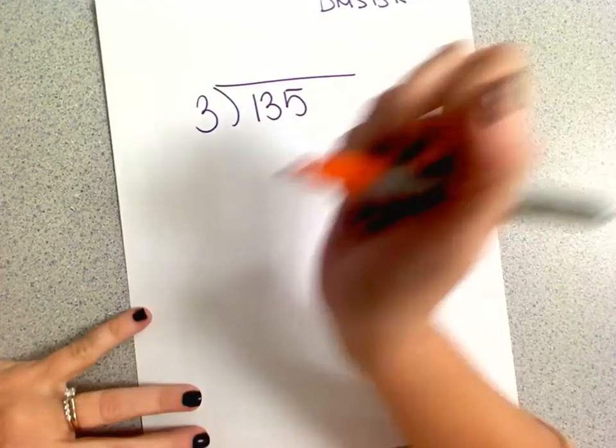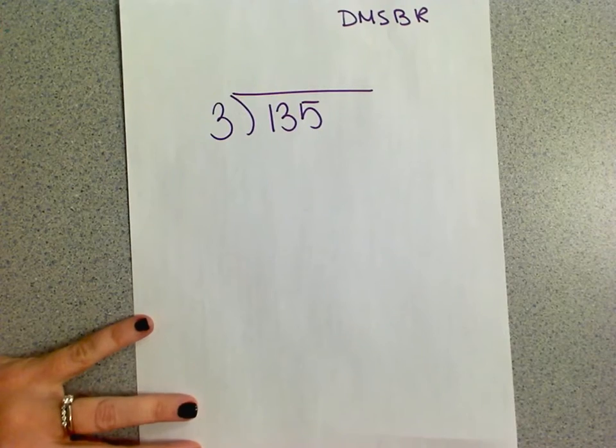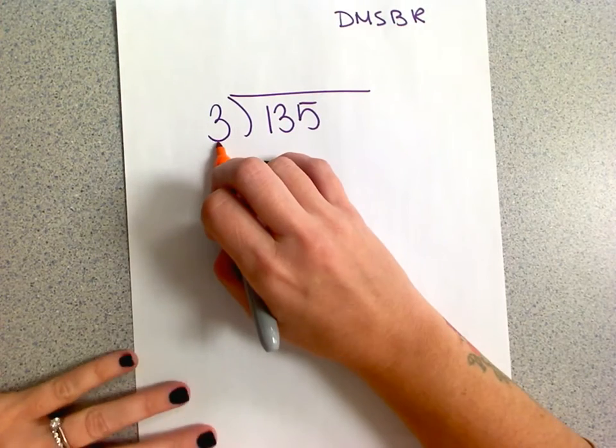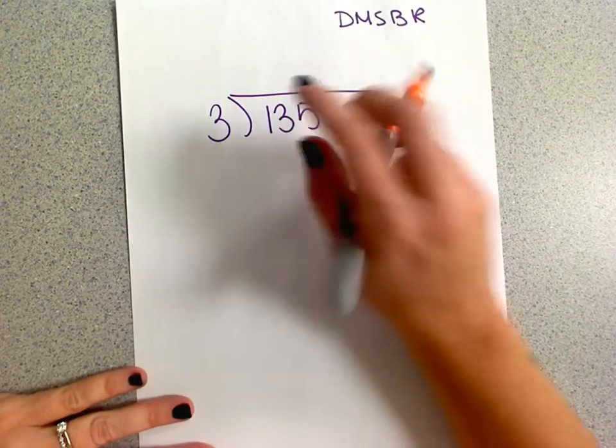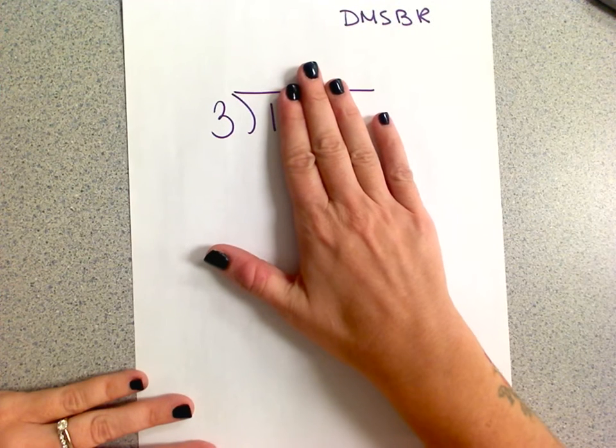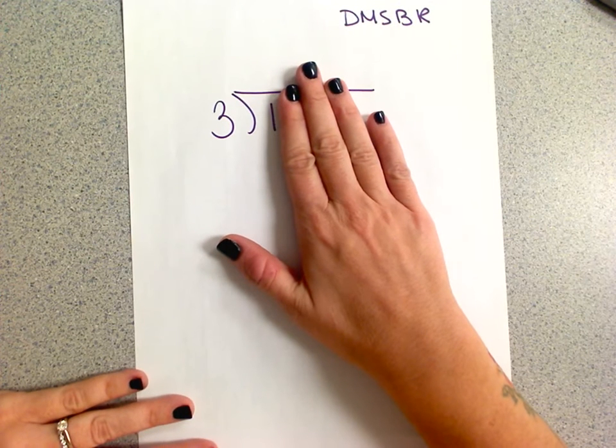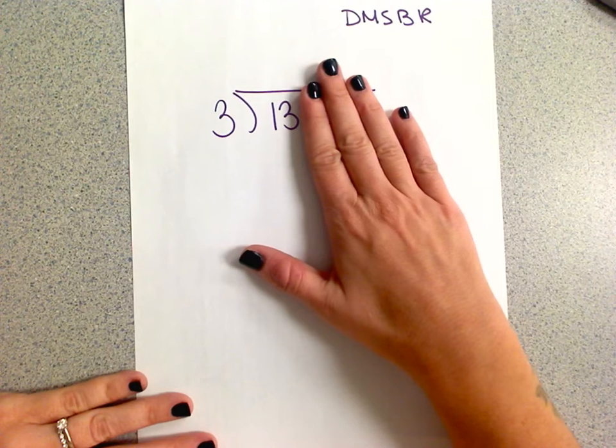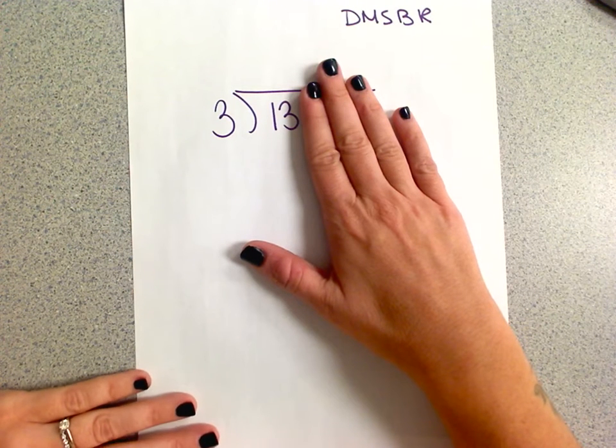Now, first step is to divide. Can we divide 3 into 1? Can 3 go into 1? No, 1 is less than 3. That is not going to work. So we have to move over. Can 3 go into 13? Yes. 3 can go into 13 4 times.